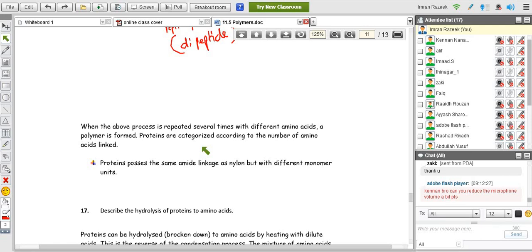That's the similarity between nylon and protein. They have the same linkage, which is the amide or peptide linkage, but the difference between nylon and protein is the monomer units. Nylon's monomers are dicarboxylic acid and diamine, whereas protein's monomer is amino acid. So that's the difference between protein and nylon, and the similarity is that they both share the same amide, the peptide linkage.